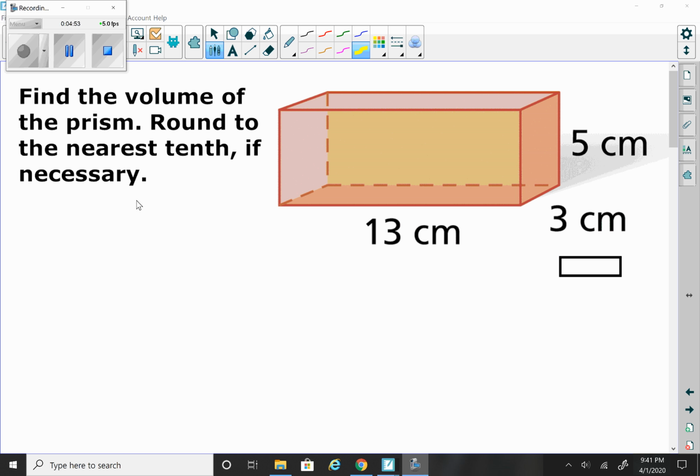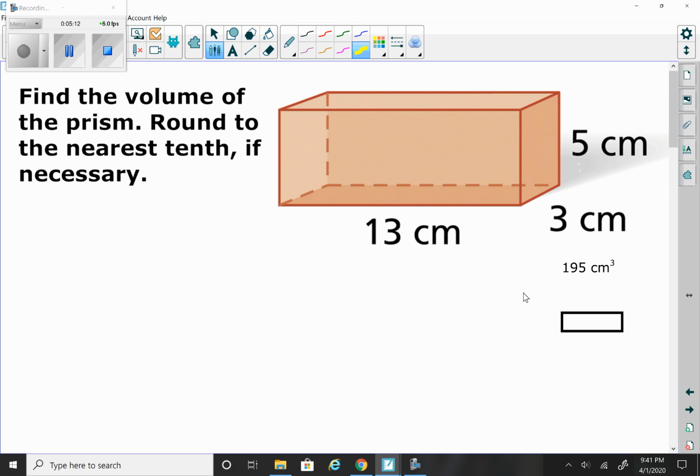So here's an example of a problem where we might want to find the volume of this rectangular prism. Again, a rectangular prism is length times width times height, which in this case would just be 13 times 3 times 5. 13 times 3 times 5 is 195. That is a really simple problem on volume.